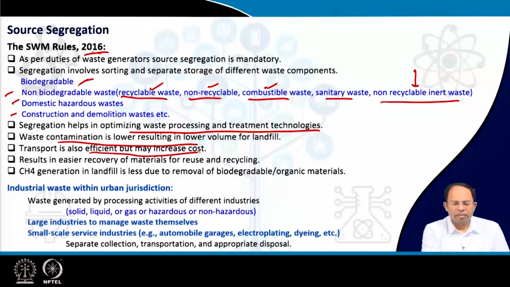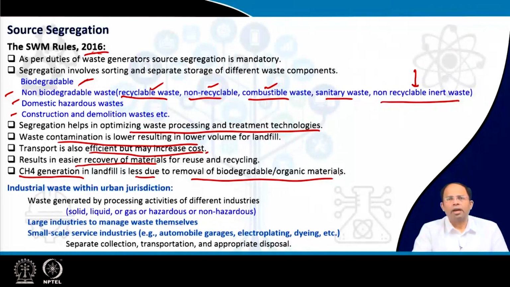Transport is also efficient but may increase cost. Transportation is efficient because we are taking each kind of waste separately. But because we are now breaking it into different categories, if we are not utilizing the full capacity of the vehicle because the volume is now reduced, then there may be an increase in cost, but overall it improves efficiency. Then, if I segregate, it is easier to recover materials for reuse and recycling. And finally, methane generation in landfills is less due to the removal of biodegradable and organic matter. That means if the biodegradable matter goes for composting, it doesn't need to go to the landfill, and that will reduce the amount of methane generation.